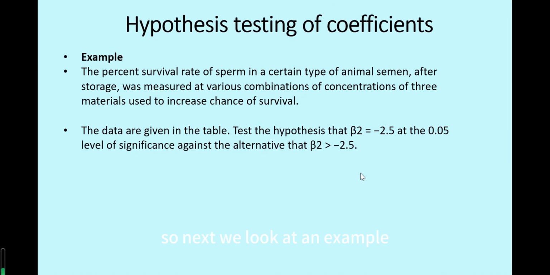Next we look at an example. The percent survival rate of sperm in a certain type of animal, salmon, after storage was measured at various combinations of concentration with the material used to increase the chance of survival. The data is shown in the table on the next page. The question is, we want to test beta 2 equals minus 2.5 at the 0.05 level of significance against the alternative hypothesis that beta 2 is larger than this value.